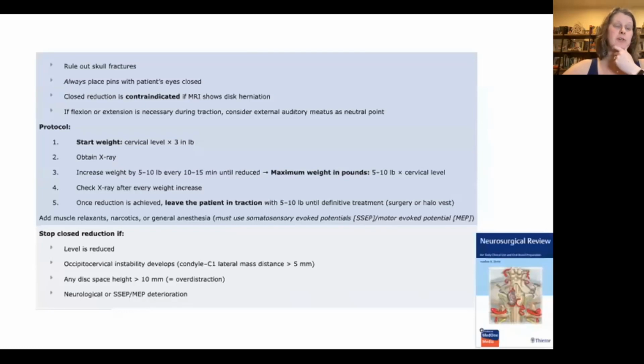You want to stop your reduction if you get distraction of the occipital-cervical junction, or if any disc height is greater than 10 millimeters, that's over-distraction, or if you have any neurological changes. It would be unusual to have SSEPs or MEPs during closed reduction in an awake patient. Maybe some centers do it, but you can just follow the exam for those patients.